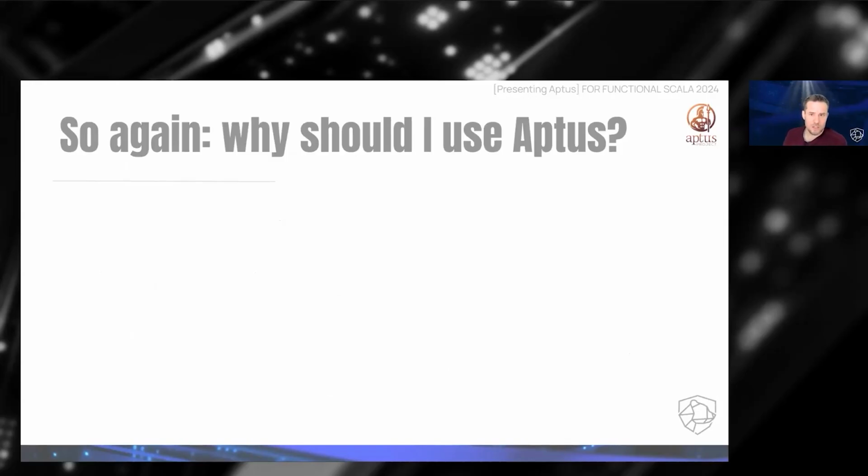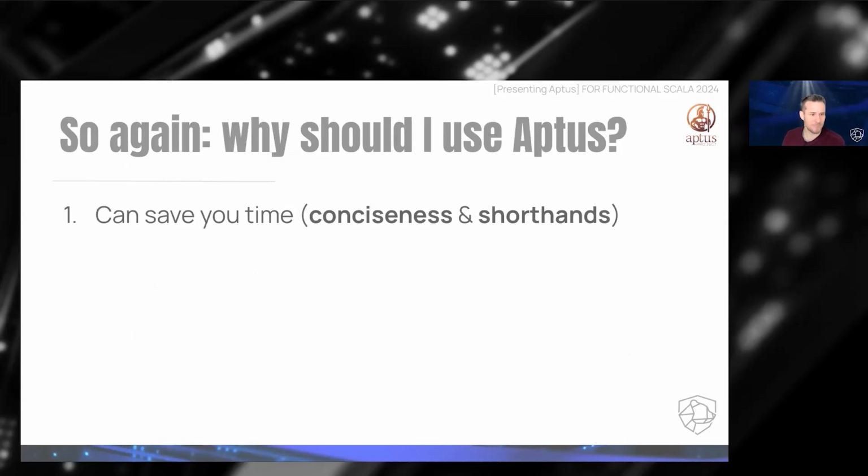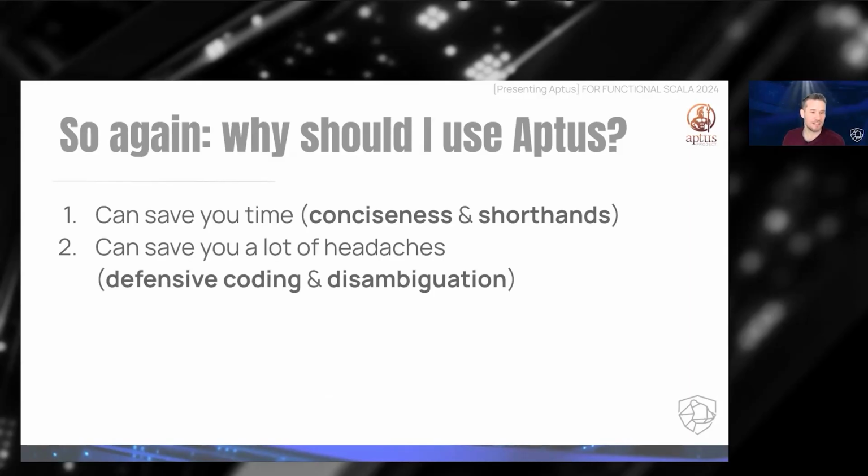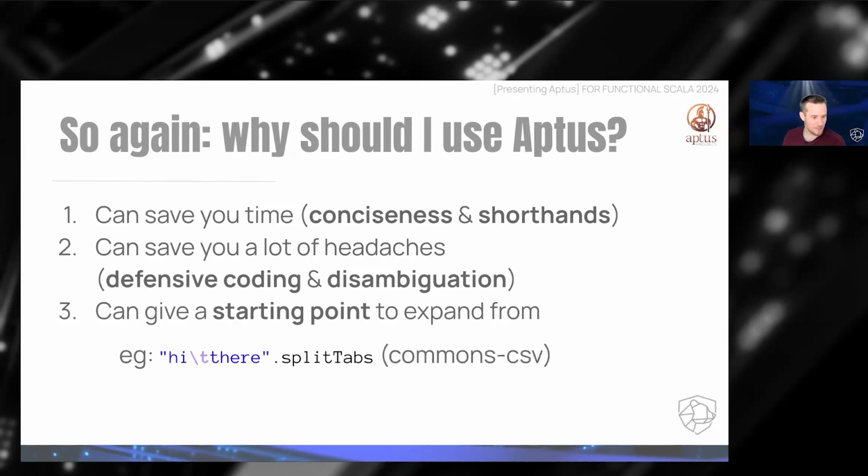So again, why should I use Aptus? It can save you time. It can save you a lot of headaches, and it can give you a starting point to expand from. And if you're interested, you can type this in, for instance, and if you go down the rabbit hole of split tabs, it'll basically show you how to use common CSV, which is obviously a bit convoluted being a Java library. Or same with this one, it'll show you how to use the proper ISO standard and so on and so forth. At least the default one, which is the one we care about 99% of the time.